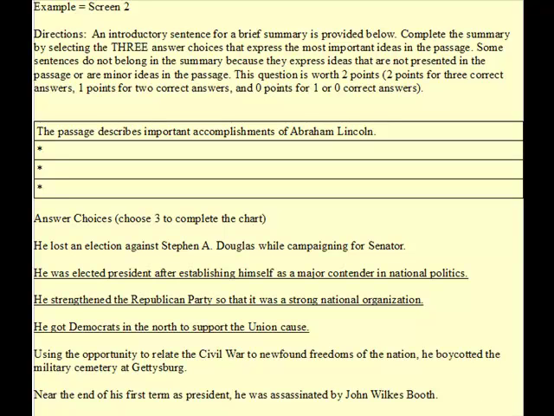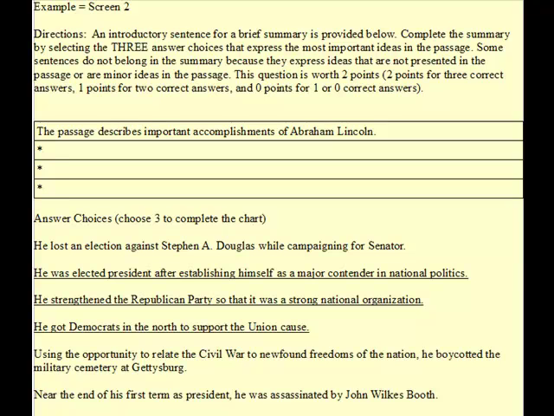From these supporting points, it can be concluded that he was elected president after establishing himself as a major contender in national politics, that he supported the Republican Party so that it was a strong national organization, and that he got Democrats in the North to support the Union cause. The other three answers are not correct because they are unimportant, untrue, or not mentioned.